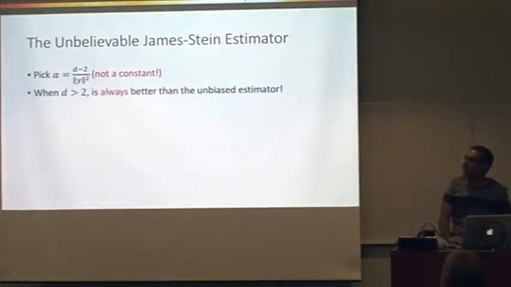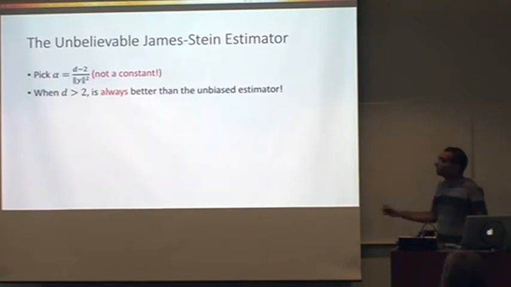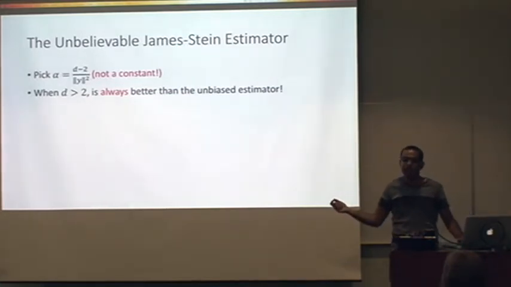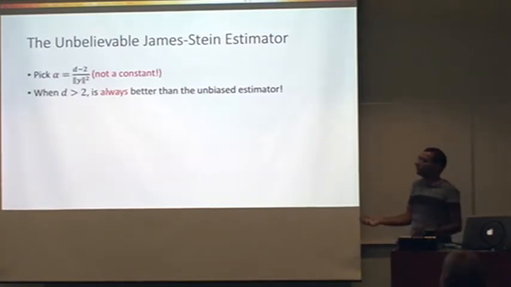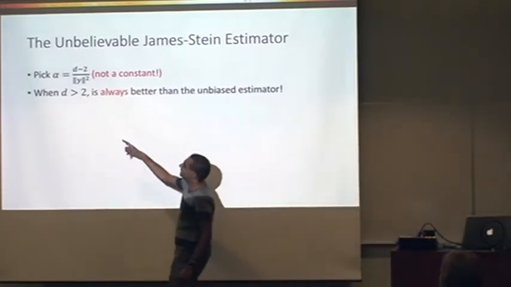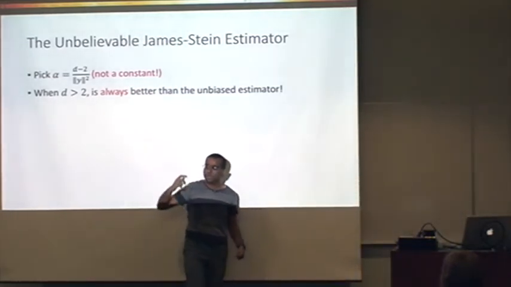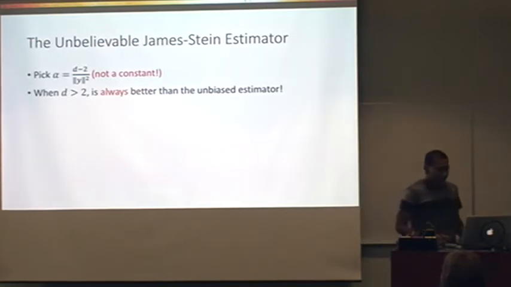And it turns out that when the dimensionality of the space is more than 2, this estimator is always better than that unbiased estimator in terms of mean squared error, right? Now this is weird, right? Like, why is this happening? First of all, why is this weird d greater than 2 condition coming from? Right? So there are all of these questions.